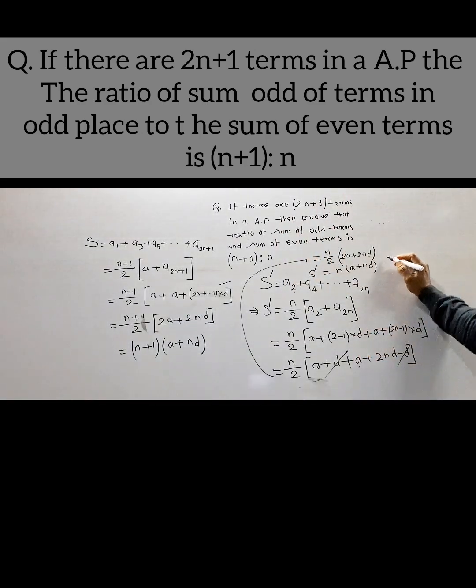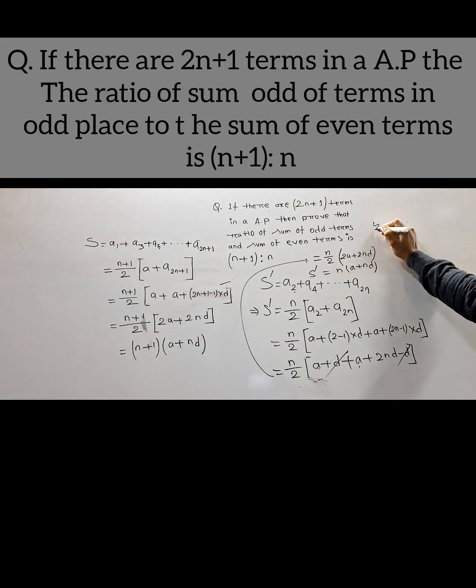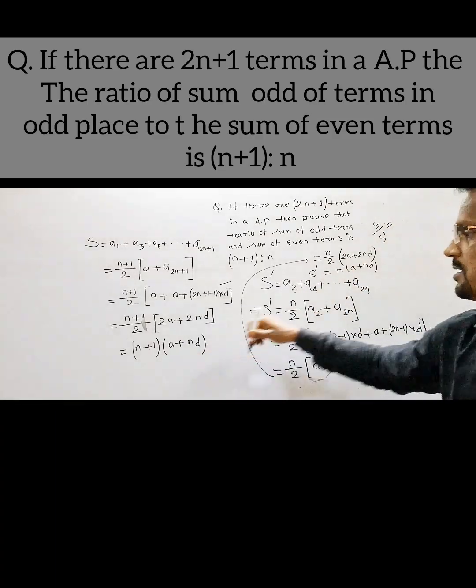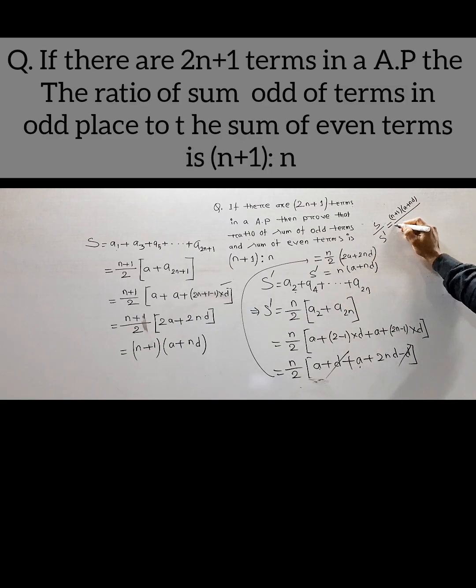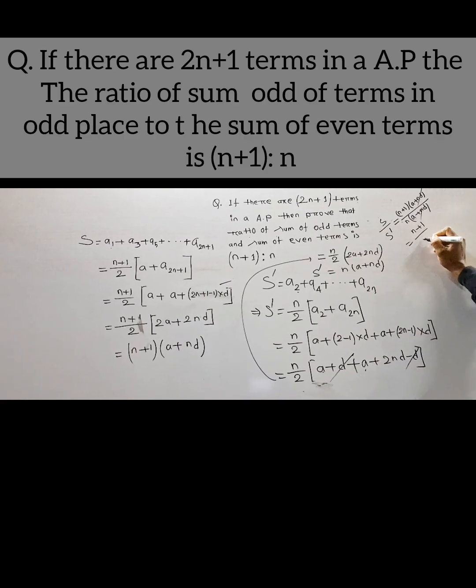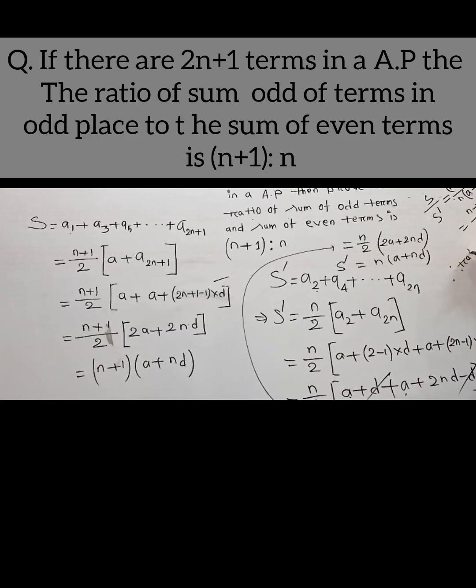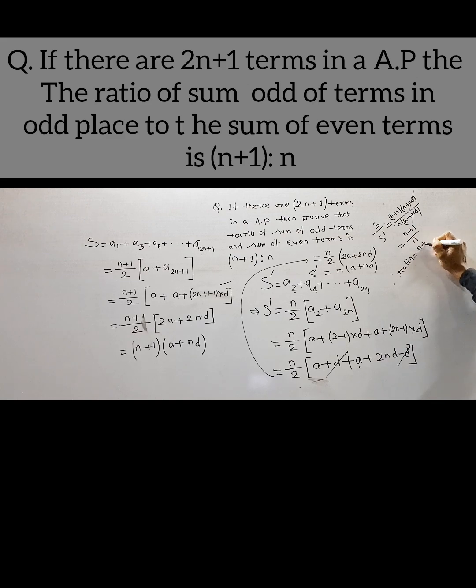So finally the ratio you have to find out. What's the ratio? S by S dash. So S is how much? (n plus 1) into (a plus n times d), divided by S dash, how much? n into (a plus n times d). This cancels out, equal to n plus 1 by n. Therefore the ratio you obtained equals n plus 1 is to n. I hope the solution is clear to you.